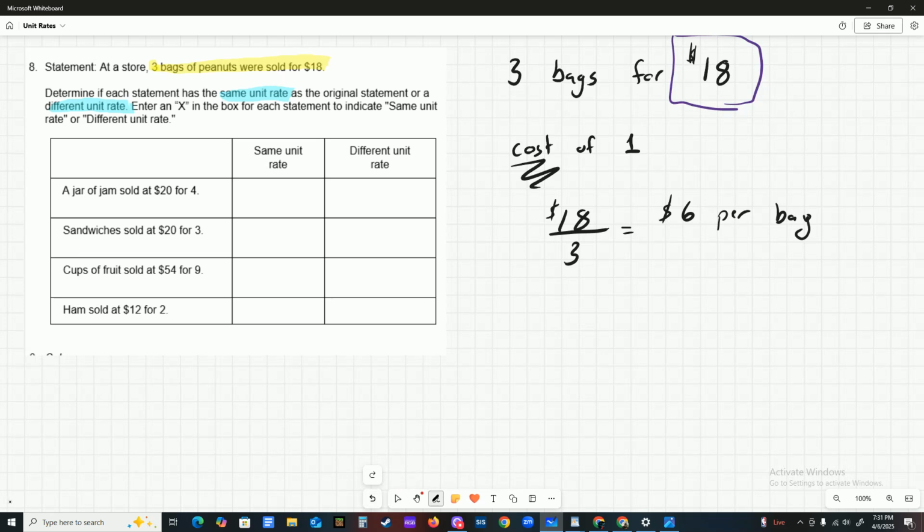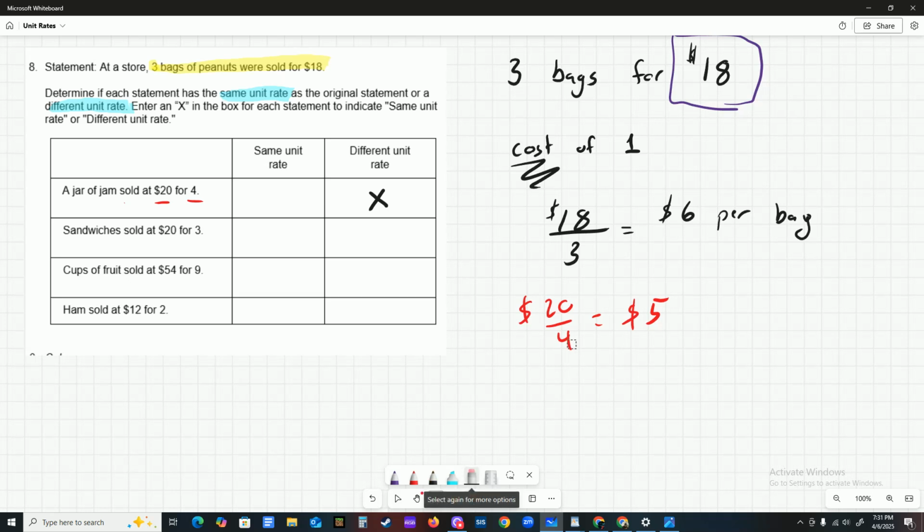So let's check the first one. In this case, we have a jar of jam for $20 for 4. So we're going to take the $20 and divide by 4. And we get $5. So this is obviously different than $6. So we're going to put an X right here where it says different unit rate. The next one.